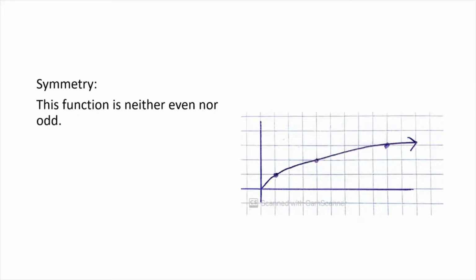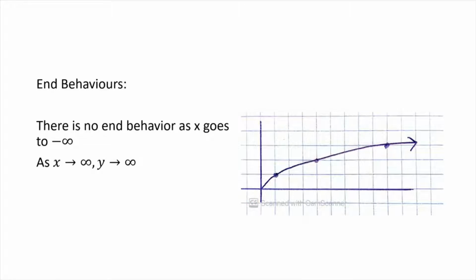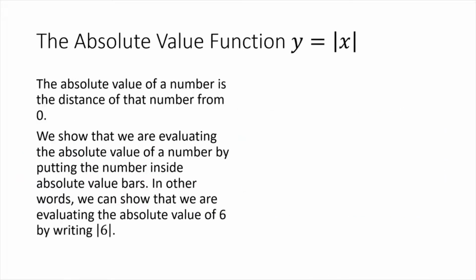The function is not even, because if it was even, then it would reflect on itself, which it clearly doesn't. And the function is not odd, because if we rotate it 180 degrees about the origin, it does not fall back onto itself. There is no end behavior as x goes to negative infinity. So this is one of those rare cases where when we ask for end behavior, you can only really state it in one direction. As x goes to infinity, y goes to infinity. The curve will become infinitely high and the y values will become infinitely large as x goes to infinity.